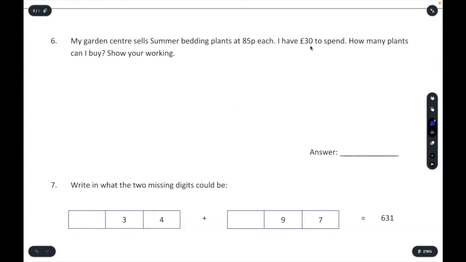Now, these are two different units. This is in pence and this is in pounds. So why don't we go ahead and convert this into pence as well? That would be 3000p because there are 100 pennies in a pound. So if we've got £30, we need to multiply that by 100 to get the total number of pence. Now that everything's in the same unit, we need to think how many times does 85 go into 3000? So we're doing 3000 divided by 85.